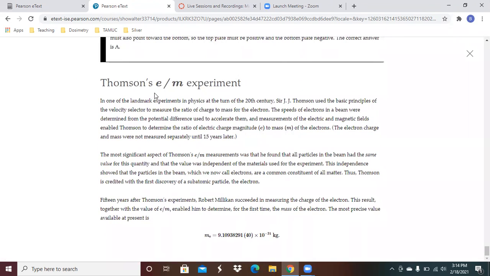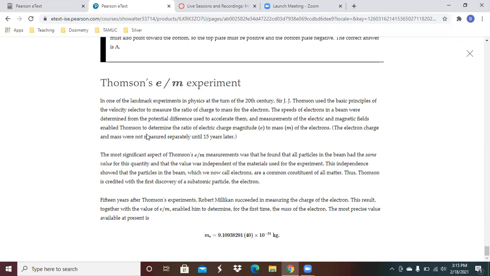Finally, you've got Thompson's e over m experiment. This is a pretty important one. So you've got Sir J.J. Thompson using basic principles of the velocity selector, which we just went over, to measure the ratio of charge to mass for the electron, which is what you're looking at here. The speed of electrons in a beam was determined from the potential difference used to accelerate them, and measurements of the electric and magnetic fields enabled Thompson to determine the ratio of electric charge magnitude to mass of the electrons.